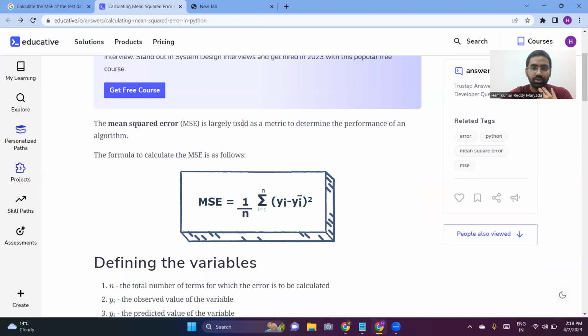MSE is largely used as a metric to determine the performance of an algorithm. For example, if we take the k nearest neighbor algorithm, which k value is giving the best fit, or which is good, 1NN, 3NN or 10NN? 1NN means where the k value is equal to 1, and 2NN means where the k value is equal to 2.